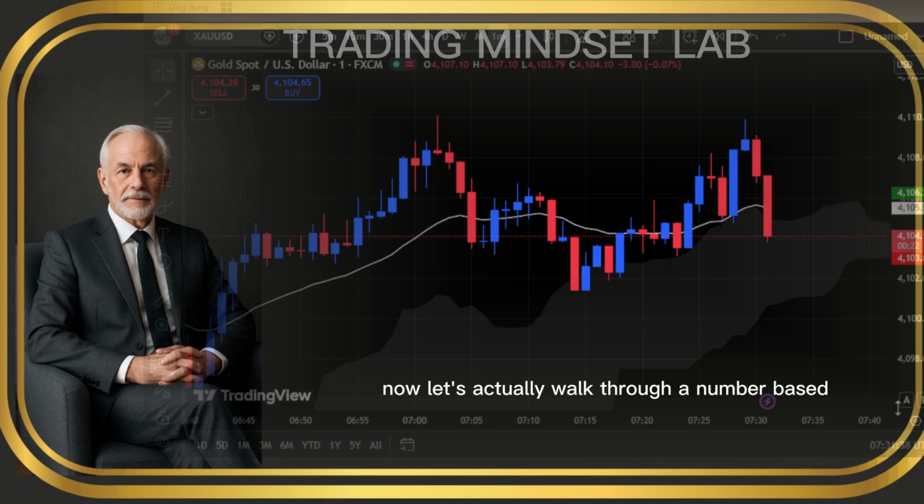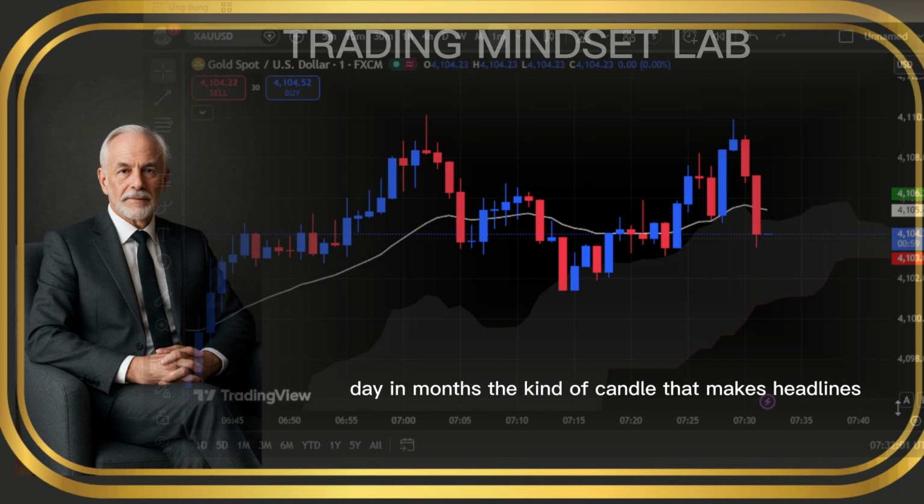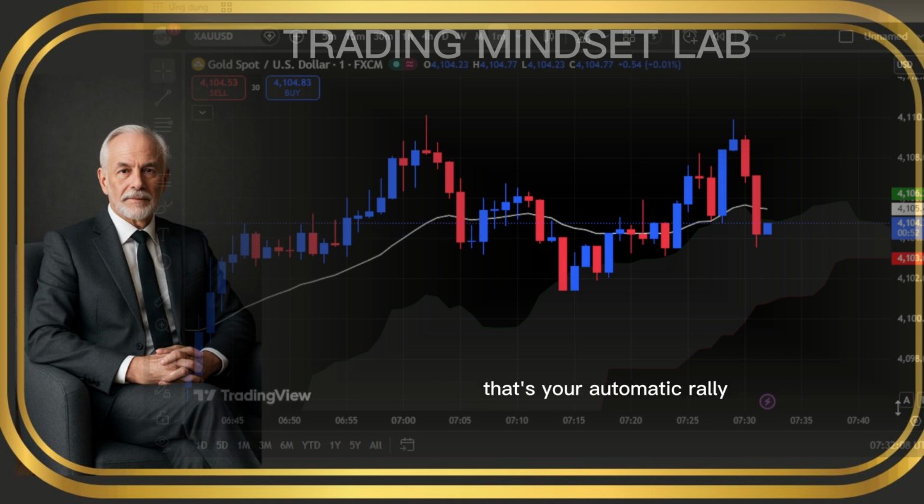Now let's actually walk through a number-based example so this isn't abstract. Picture a stock that's been declining for months, and it finally finds a floor around $50. It bounces to 54, drops back to 49 on heavier volume. That's your preliminary support starting to show. A few days later, it slams down to $45 on the single biggest volume day in months, the kind of candle that makes headlines. That's your selling climax. It snaps back up to 52 within a week. That's your automatic rally. And now you've got a defined range, roughly 45 on the low end, 52 on the high end.